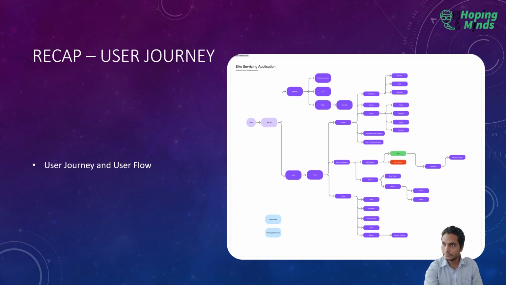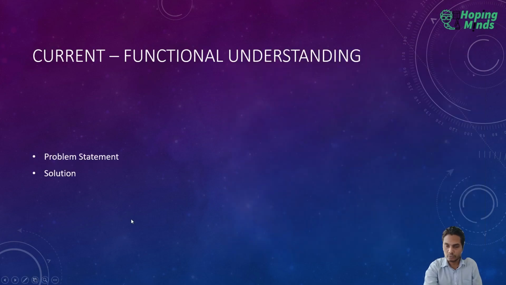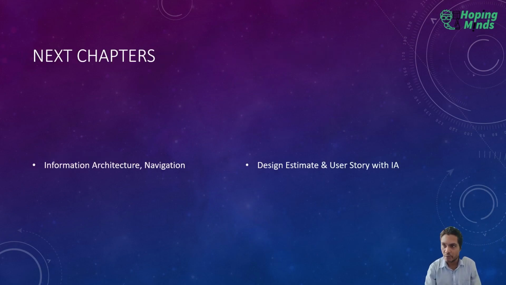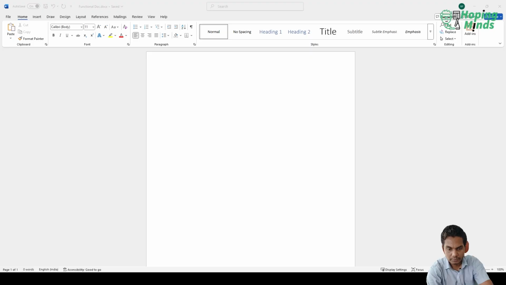For the current chapter, we'll be moving into problem statement and solution, which comes under functional understanding. And after we're done with this, then we'll go into information architecture, navigation, and design estimate with user story. So let's deep dive into it. Now let's deep dive into the functional document, which we talked about: problem statement, solution statement, and a little bit about user story. And then we'll jump into design estimate and a bit of information architecture.